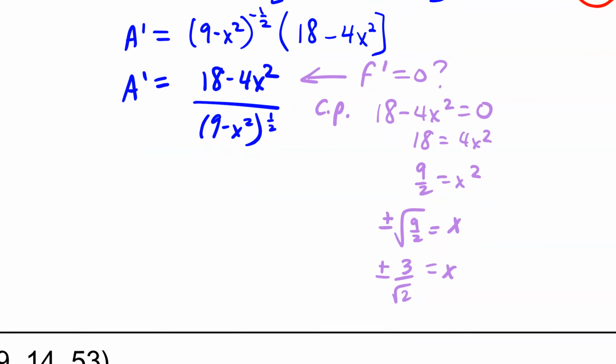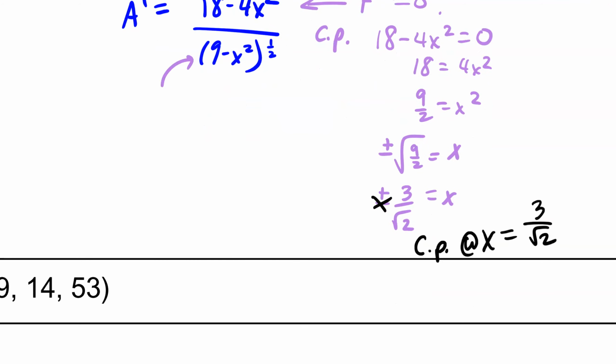Okay, so I'm going to cross something out, but I want to make sure we're good before I cross it out. Think about what our domain is. Can it be negative? No, we can only have positive side lengths. Remember, our domain's from 0 to 3. So a critical point is at 3 over root 2, right? That's one way to find a critical point, where it's equal to 0.